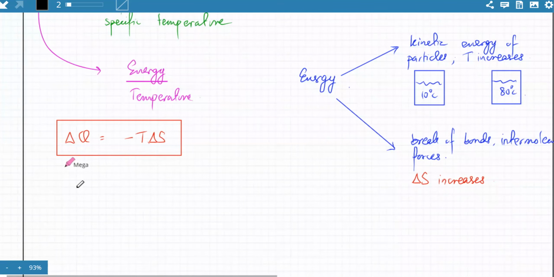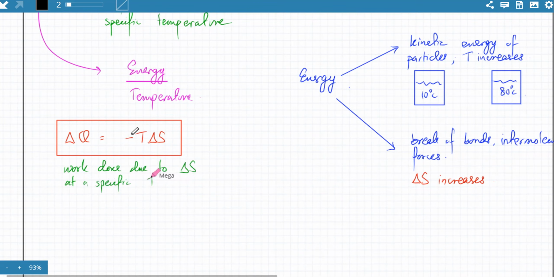So this is work done, whether it's produced or taken in. That depends on the sign of delta S. If delta S is negative, then this would automatically become positive, which means it's taking in work. If delta S is positive, then work done would be negative. It's going to be exothermic. So, work done due to delta S at a specific temperature. So is this clear?